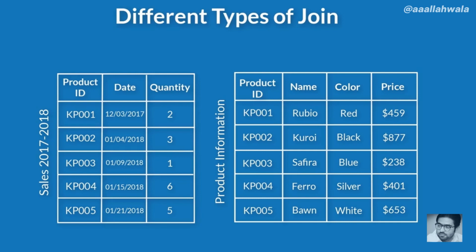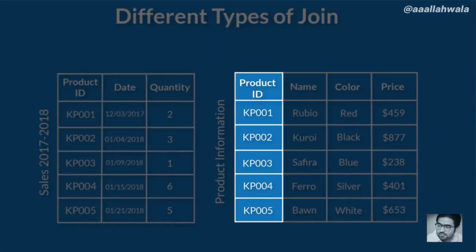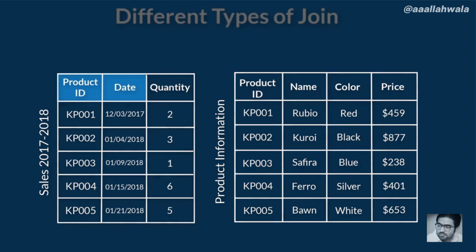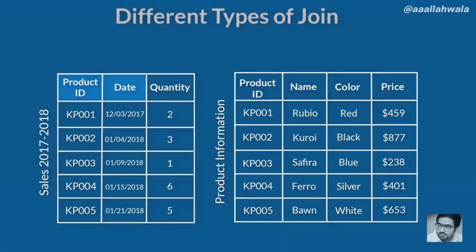Before we start joining, let's consider how the keys work in these tables. In the product info table, the product ID field is the primary key, as each product has a unique ID. The sales table is different. Let's assume each product can have multiple sales, but only one sale per day. This means that we can uniquely identify a sales record by combining its product ID and date fields. This is called a compound key.